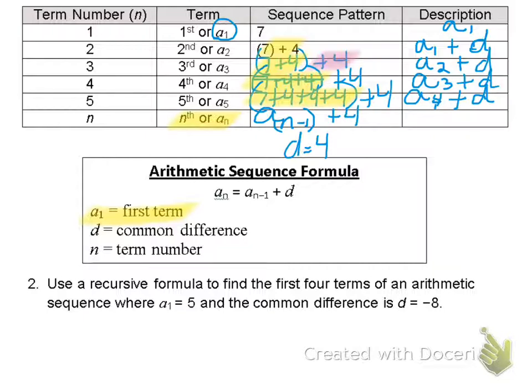So over here, our rule is going to be a n minus 1, which is the previous term, plus d, the common difference. And you can see that this is the formula down here in the box. So hopefully that helps you understand where the formula comes from a little bit. Now we're going to practice using the formula.